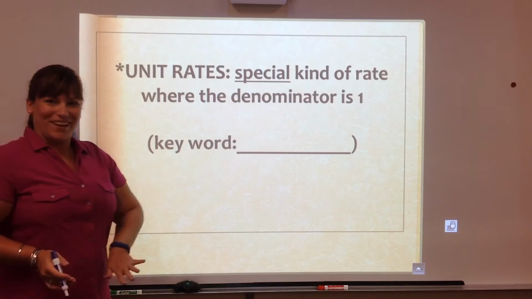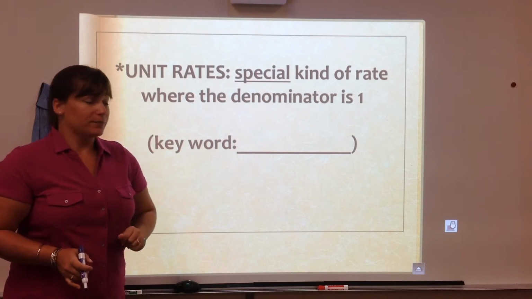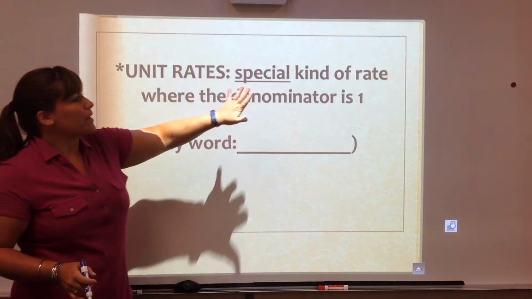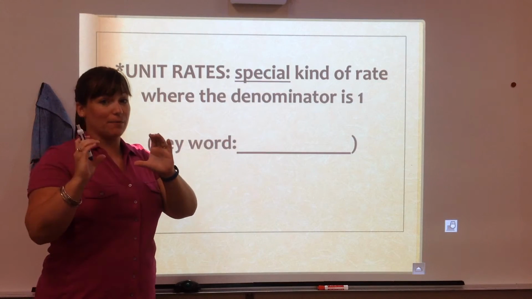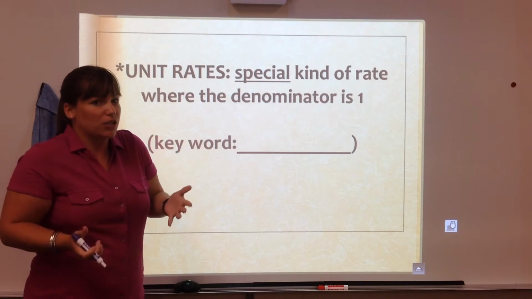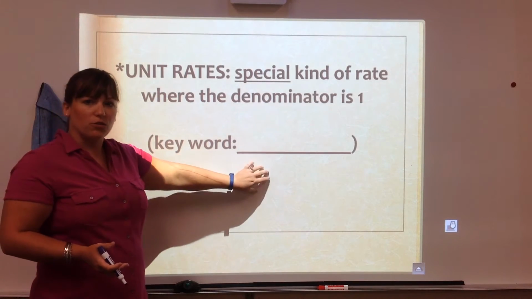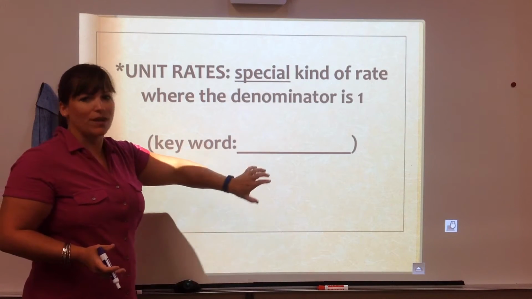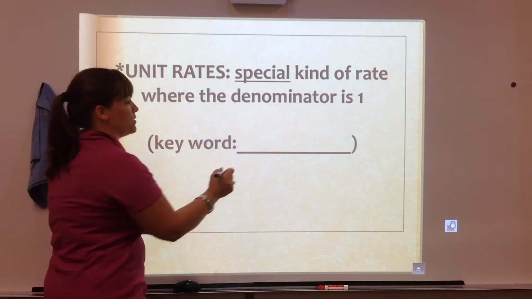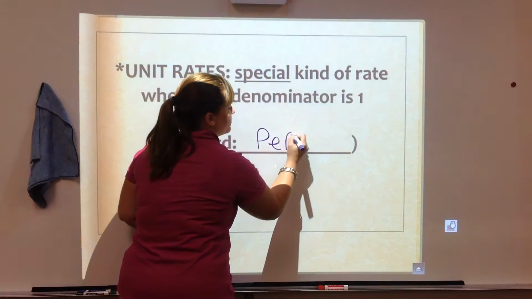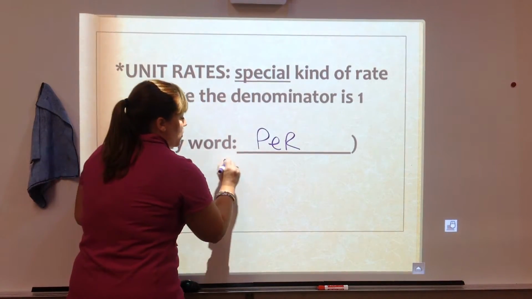Now I'm going back down to the bottom, very bottom, where it talks about unit rate. Unit rates are a special kind of rate where the denominator is 1. Our example in the middle is actually a unit rate when we simplified it. The key words that you're going to want to pay attention to that lets you know, hey, we're going to be doing a unit rate is the word per. Also, add this one in, the word every.